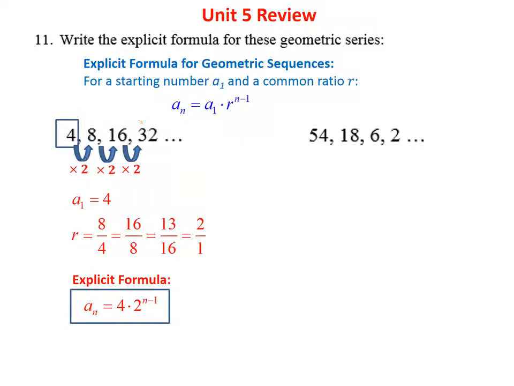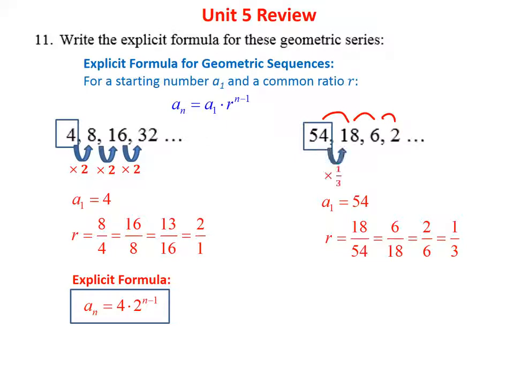Same thing with the second one. What's our first term? Our first term is 54, so a1 is 54. And now let's look here between them, and notice this time 18 divided by 54, and 6 divided by 18, and 2 divided by 6 give us this number 1/3. In other words, instead of multiplying by 2, we're multiplying by 1/3. Remember that multiplying by 1/3 could also be stated as dividing by 3 each time.